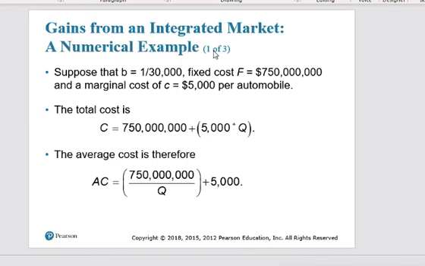Came from an integrated market. What is an integrated market? Basically, it is trade. So we are moving from autarky to a global trade market. And there are some setups we will do, some assumptions. Assume that B equals 1 over 30,000. So this B is the responsiveness to the price differentials.